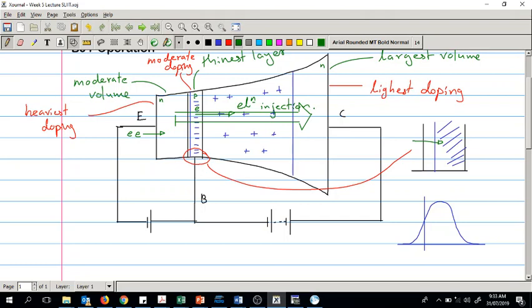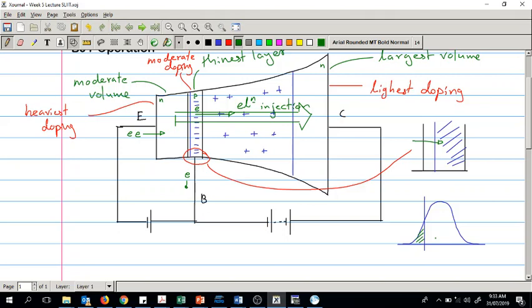Now what about the base? Some electrons come out from the base, yes, of course, because there is a small number of electrons that didn't have the energy to go through the depletion zone of the base layer. They will come out from the base, making the base current.